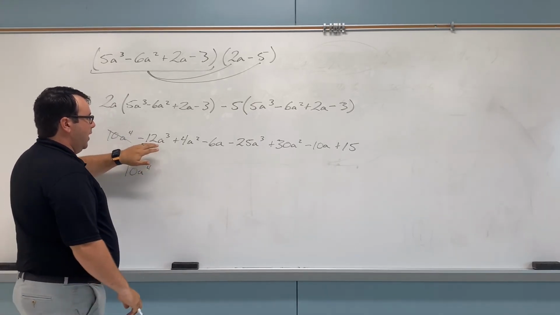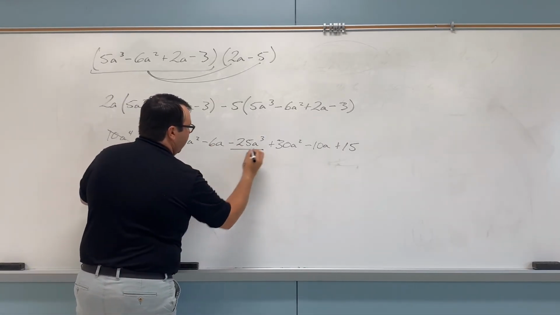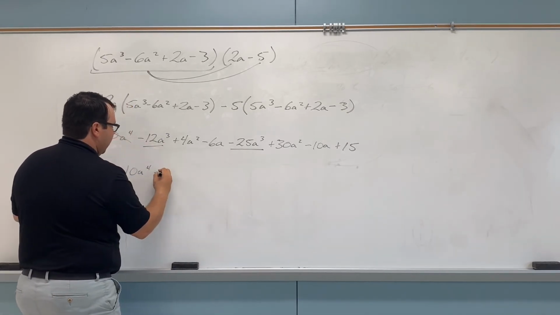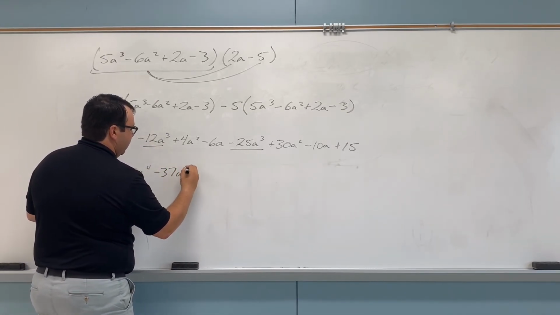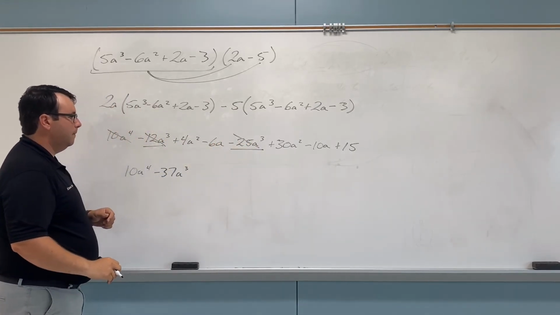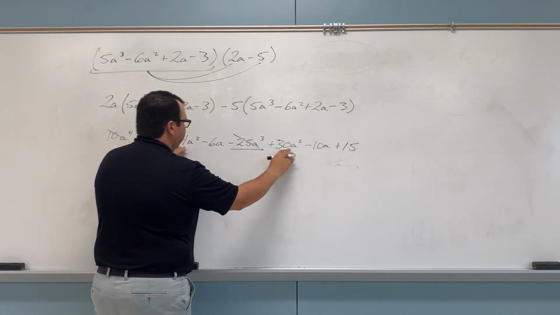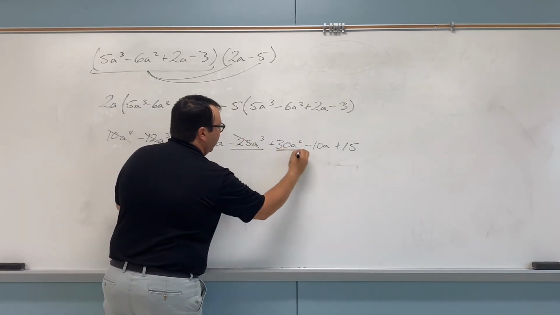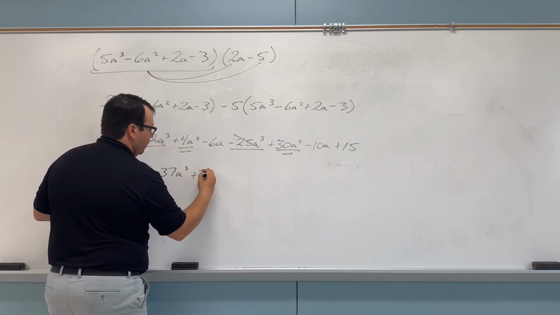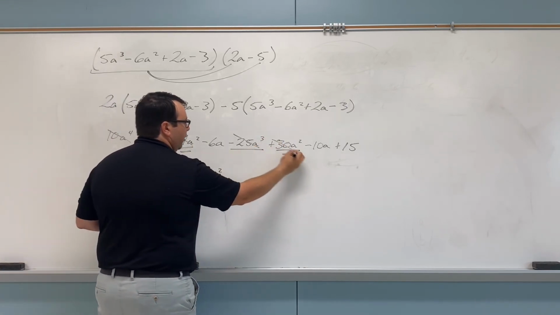A cubed. I have an a cubed here, and I have an a cubed here, so I'm going to put a first underline there. Negative 12, negative 25 is a negative 37a cubed. I've used those, crossing them off. 4a squared and 30a squared, double underlining those. So 4 and 30 is 34a squared. I've used them, so I'm going to cross them off.